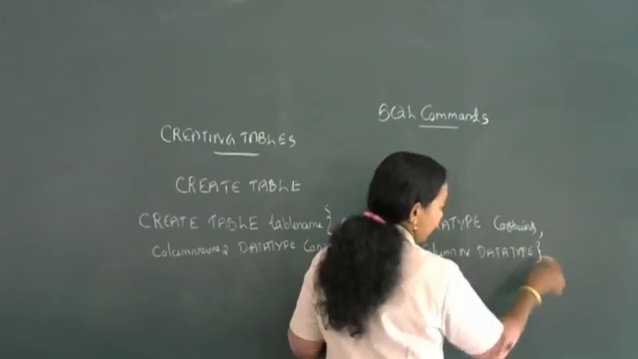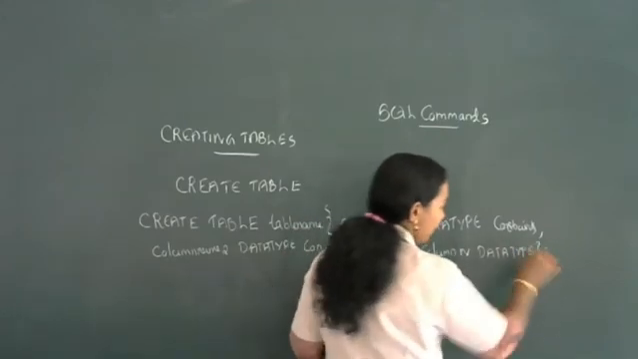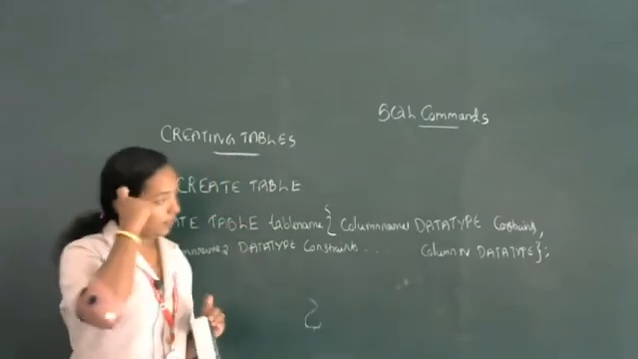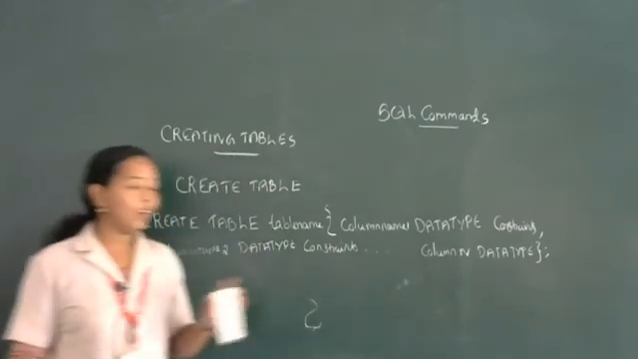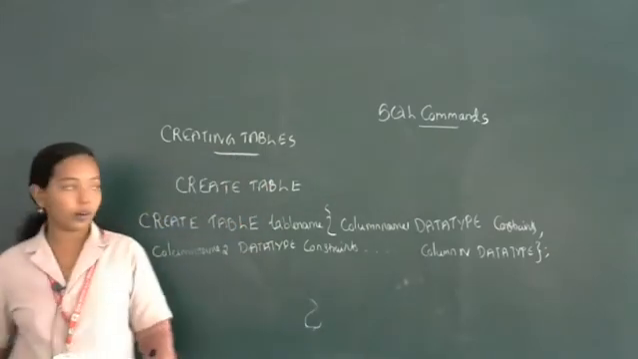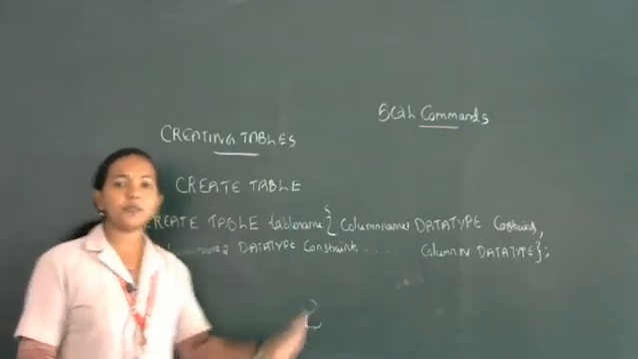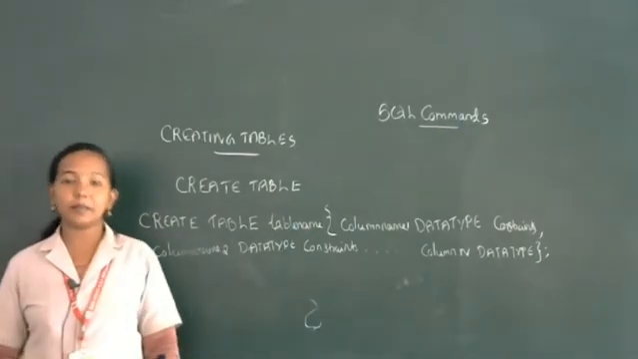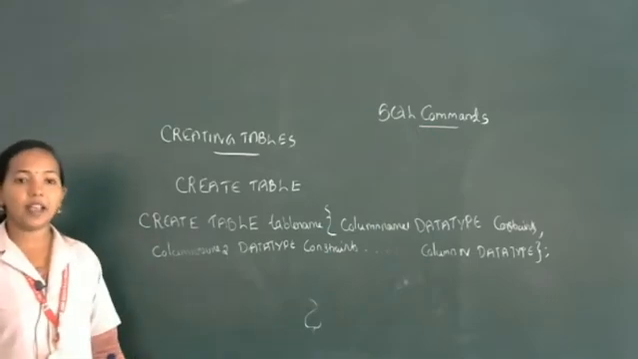Once the table is over, close the bracket, semicolon. When the column section is over, close the bracket, semicolon. Up to any number of columns we can include inside the table. Okay, any number of columns we can include.